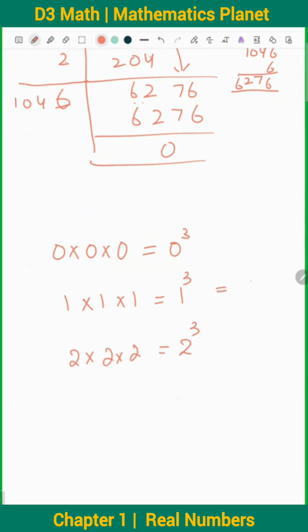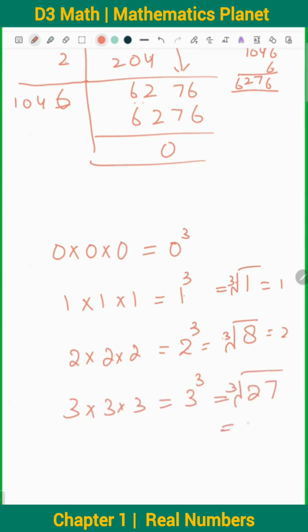It is 1. Cube root of 1 is 1. 2 cube is 8, so cube root of 8 is 2. So cubes and cube roots are inverses of one another. If I have 3 times 3 times 3, what is this? 3 cube, which is equal to 27. And cube root of 27 is 3 again.